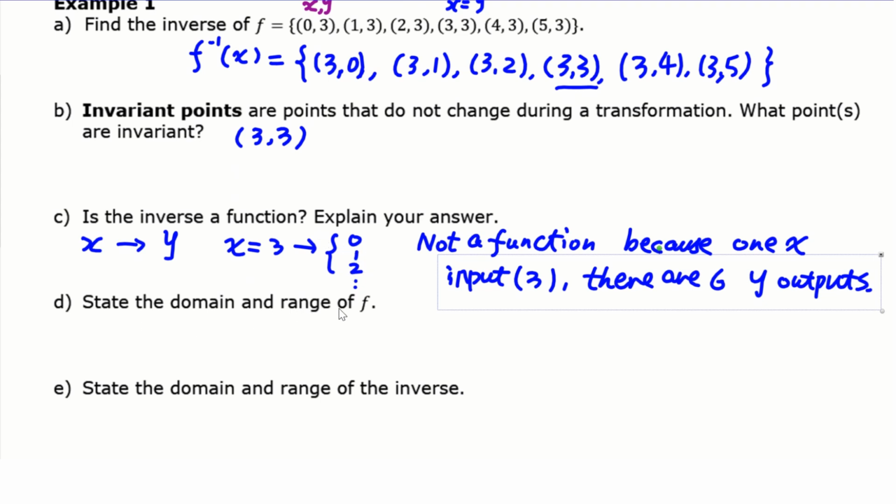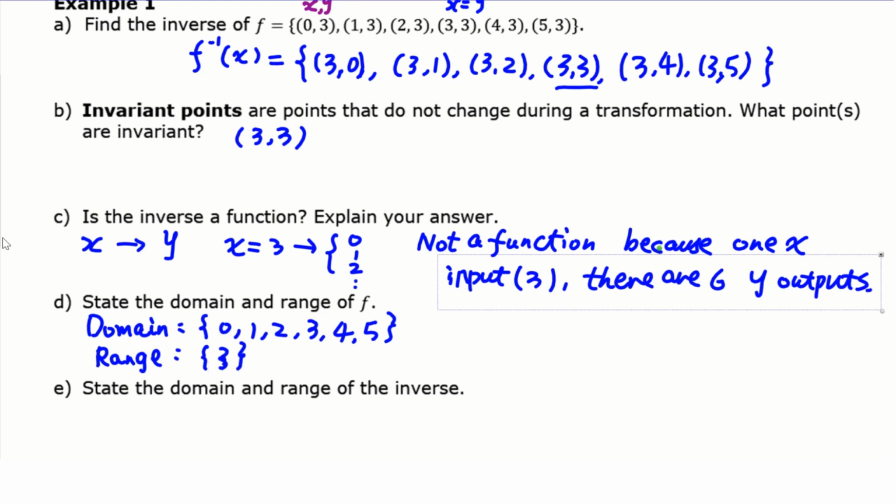State the domain and the range of f. So the domain is all the valid x inputs. Here we have 6 points, so we just list all the valid x values. So we have 6 domain values, and for the range you only have one y value, which is 3. So this is the valid y output.